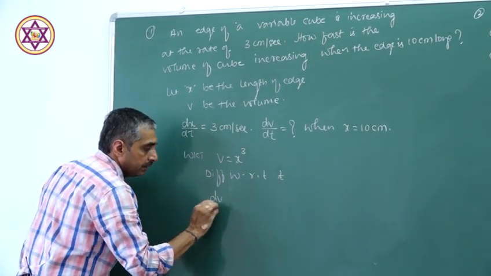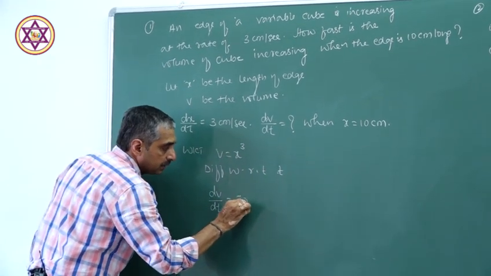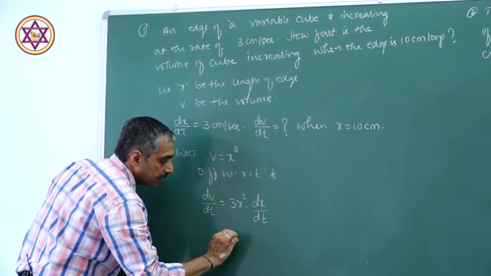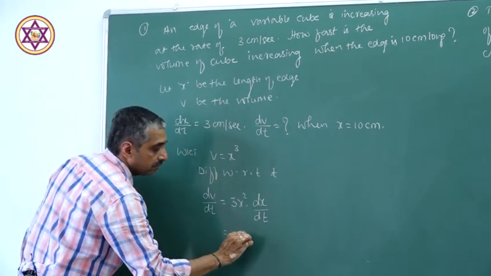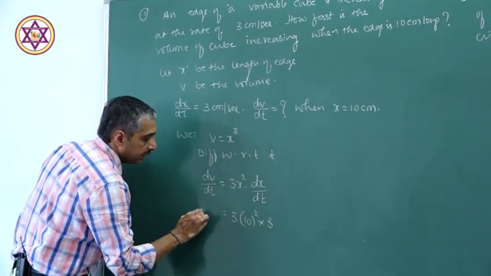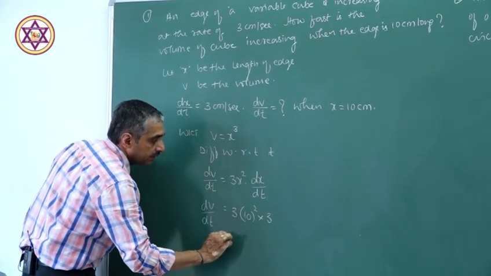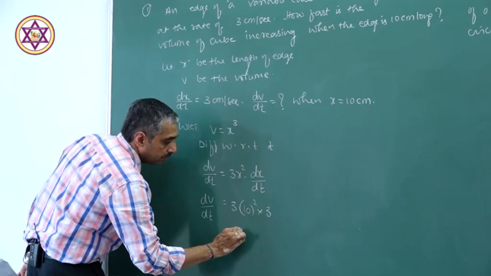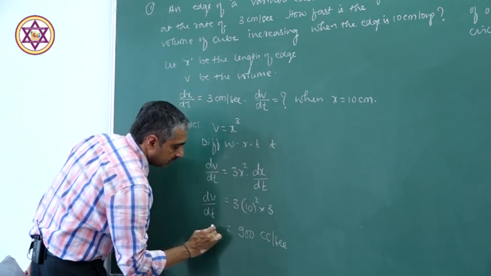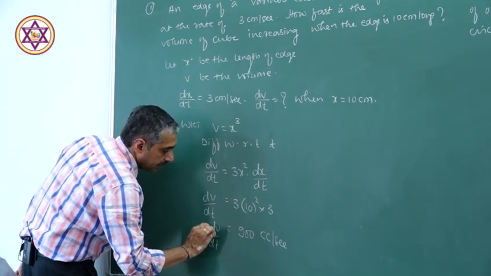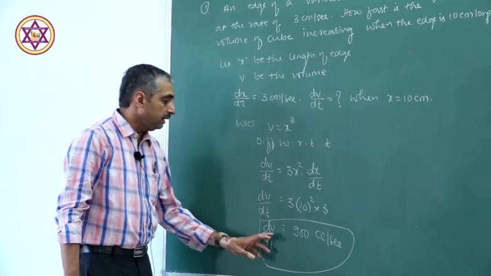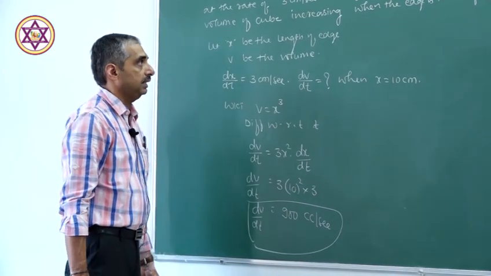Now what I am going to get: dV by dt is equal to 3x square into dx by dt. That is 3 into x, which is 10, square, into dx by dt, which is 3. So 3 3s are 9, 9 into 100, it is 900 cubic centimeter per second. So dV by dt is equal to 900, the volume changes at the rate of 900 cubic centimeter per second.